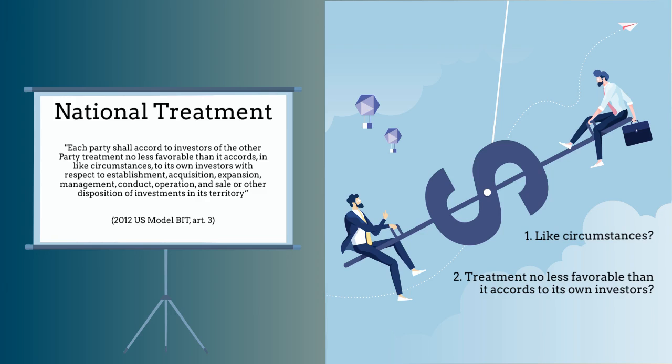Third, if treatment was less favorable, then is the differentiation justifiable? If rational grounds are shown, then the treatment may be justifiable. National policies made for domestic public interest can sometimes constitute a rational ground for according less than the national treatment, but which specific grounds are allowed is unclear.